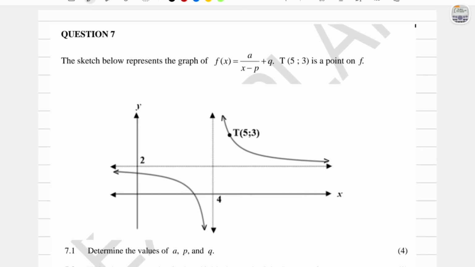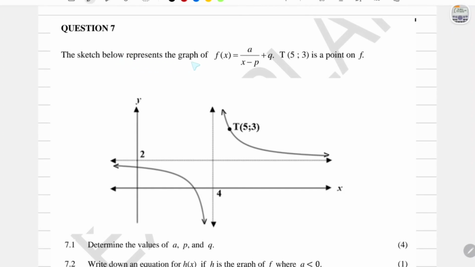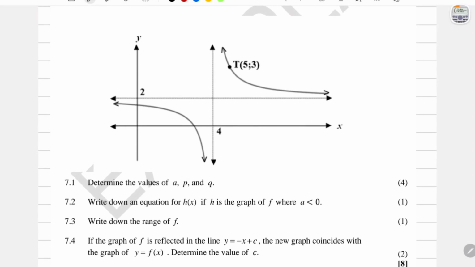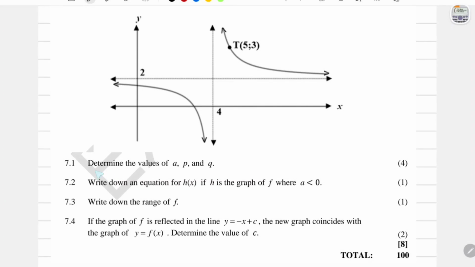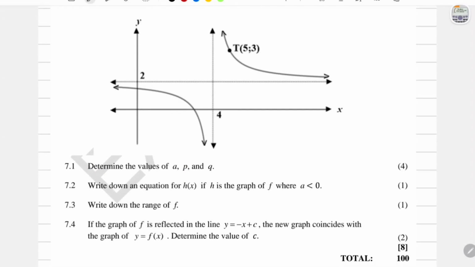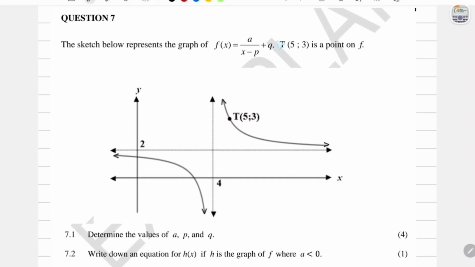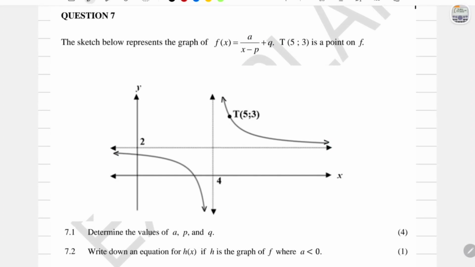And question 7 says, the sketch below represents the graph of f of x, which is equal to a over x minus p plus q. Okay, it's in the right format, which is good. And then we have t, which is a point on f. And what they want us to do is this. First question, determine the values of a, p, and q. So basically just find the equation with everything they've given you.